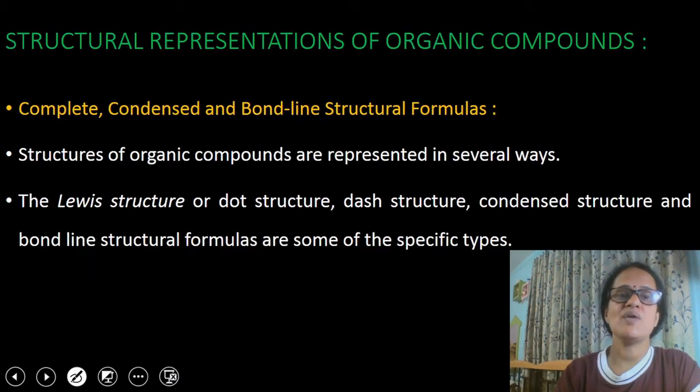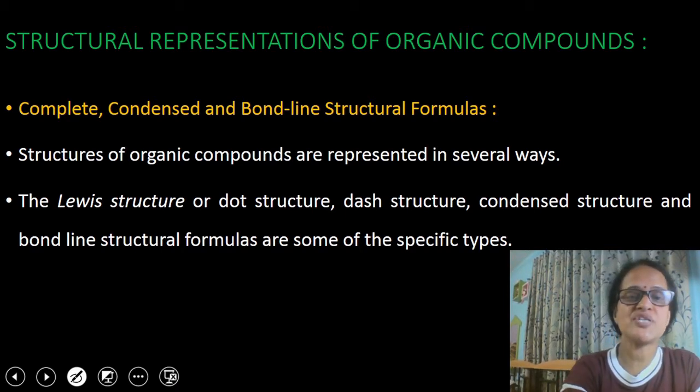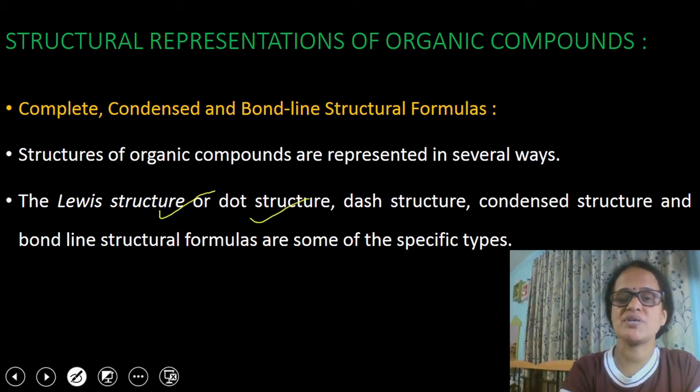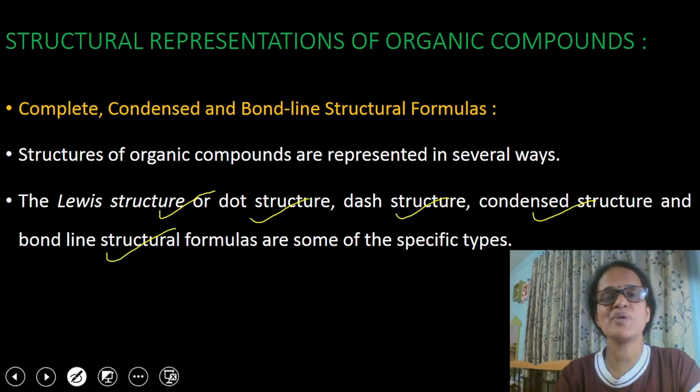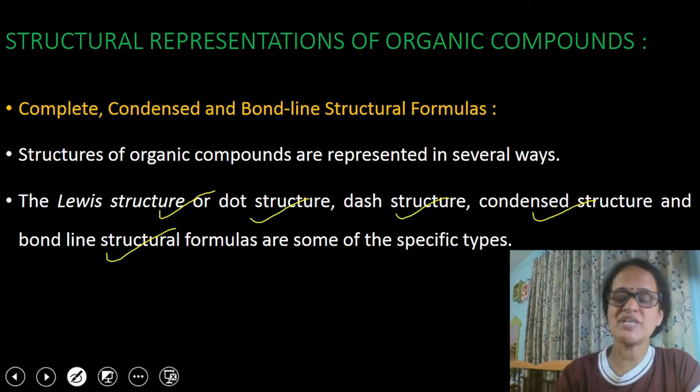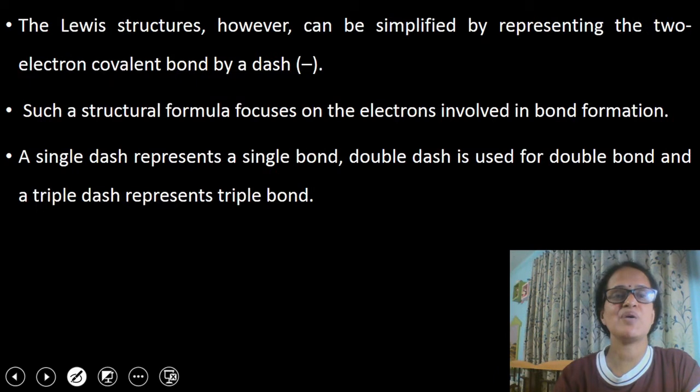Students, now see, what do you mean by structural representation of organic compounds? Students, an organic compound can be represented in several ways. The Lewis structure, which is also called Lewis dot structure, or dash structure, or condensed structure, and the bond line structural formulas are some of the common ways of representation of the structure of organic compounds.